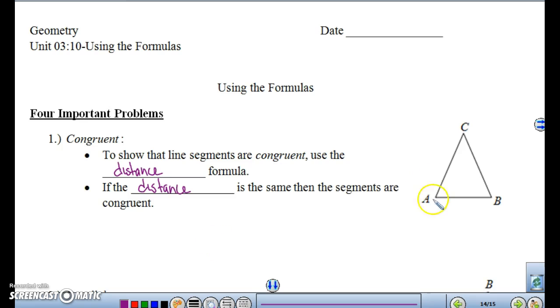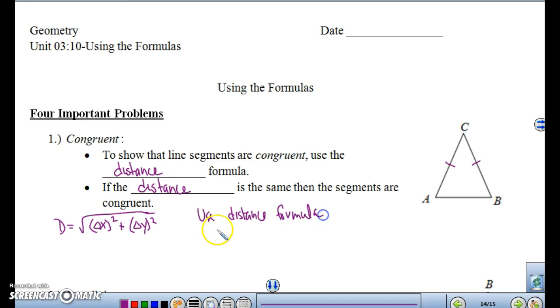So for example, if I was looking at this triangle and I wanted to show that the segments were congruent, say I wanted to say that AC was congruent to BC, I would have to use the distance formula, which is D equals the square root of delta x squared plus delta y squared. So if I wanted to prove that AC is congruent to BC, I would use the distance formula on AC and BC.